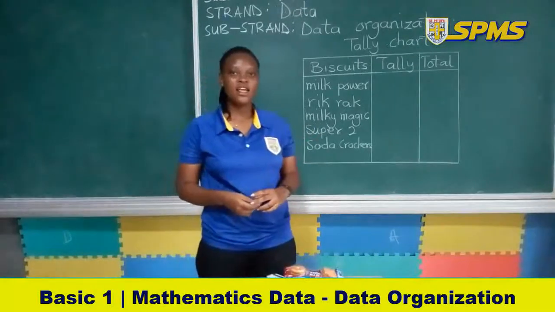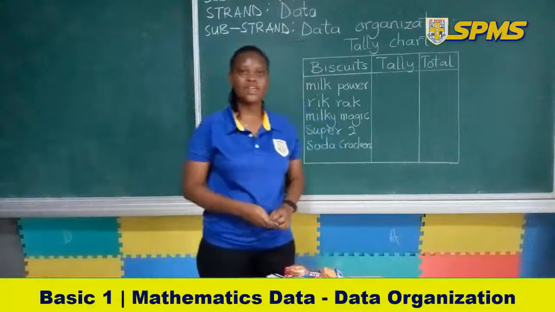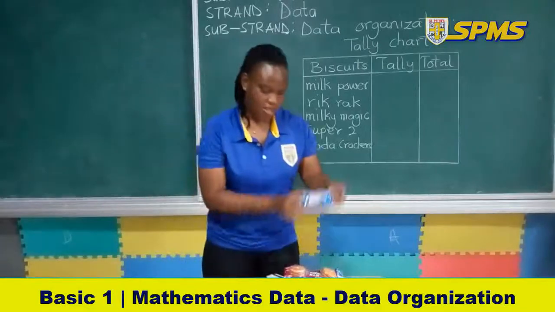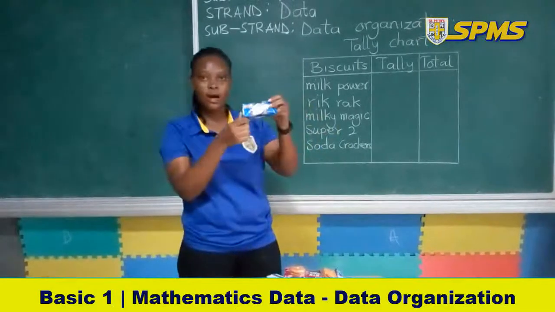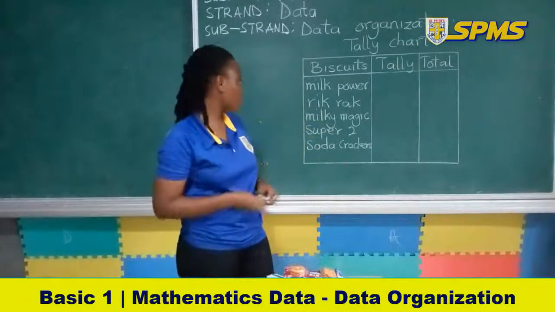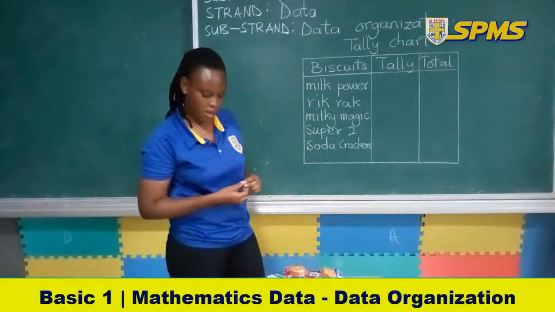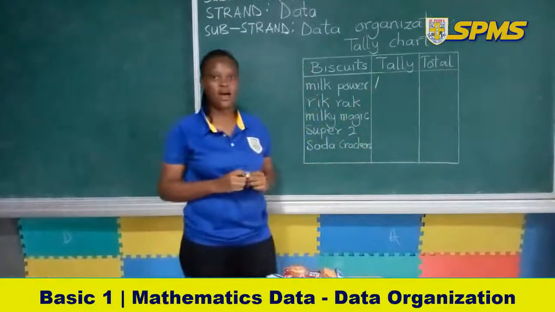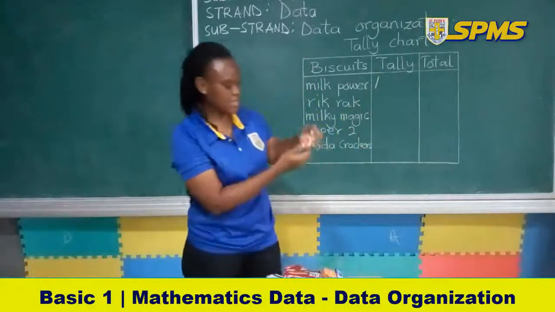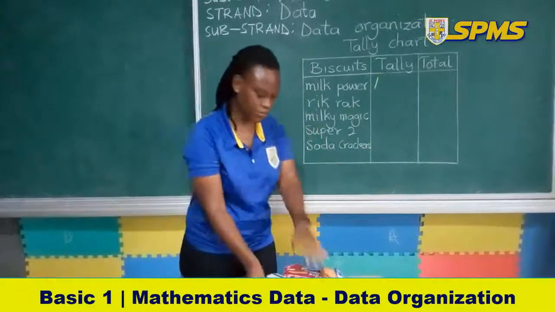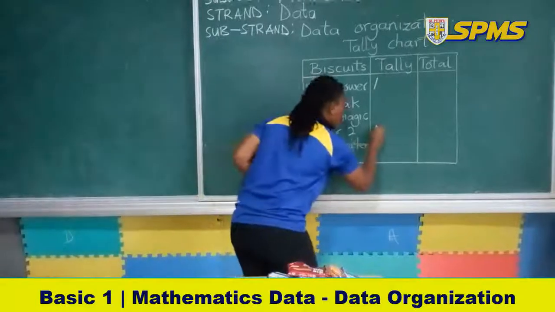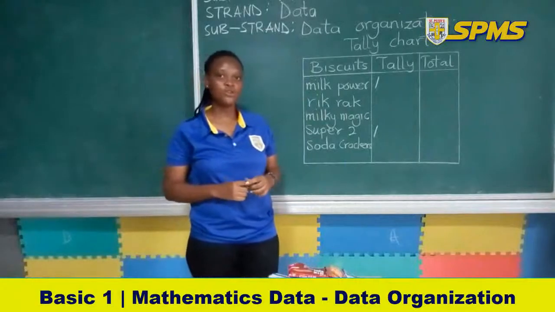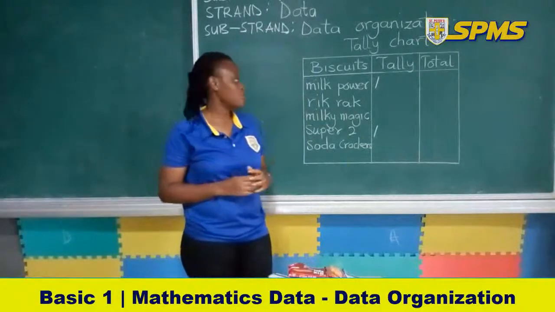Okay, children, let us pick at random and then tally the kinds of biscuits we have. Our first biscuit is the milk powder. So we make a stroke against milk powder. So milk powder has one stroke. The next biscuit is the Super 2. So Super 2, a stroke. Remember, in our previous lesson, we used strokes to make our tally.